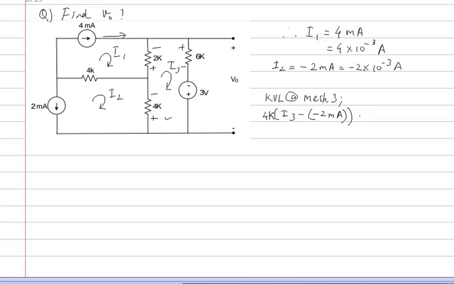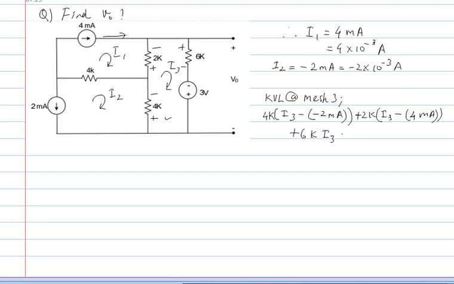Now next is 2. So that is also back of the bogie, so it is plus 2K. Then I3 minus of minus 2 milliamps. Then the last one is plus 6K I3. Sorry, here it should not be 2 milliamps, it should be 4. I made a mistake. Let me correct that. So this is not minus 2, this is going to be I1. So I1 is going to be 4 milliamps. Correct.